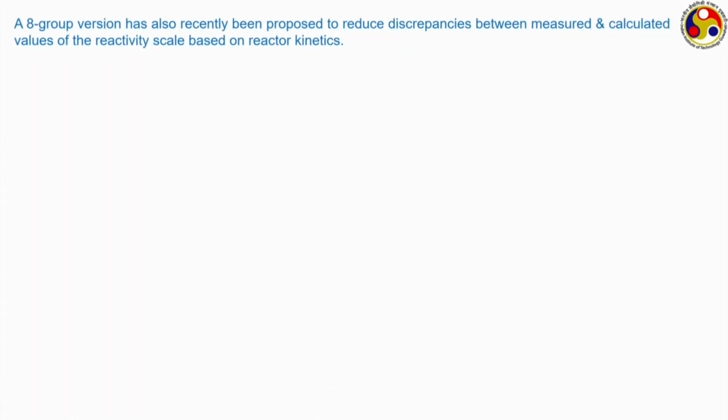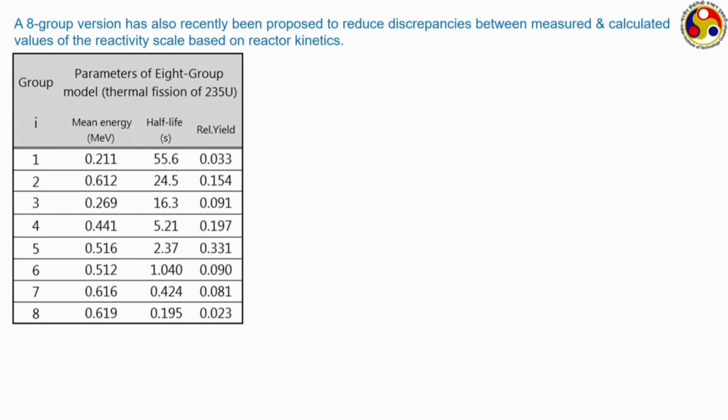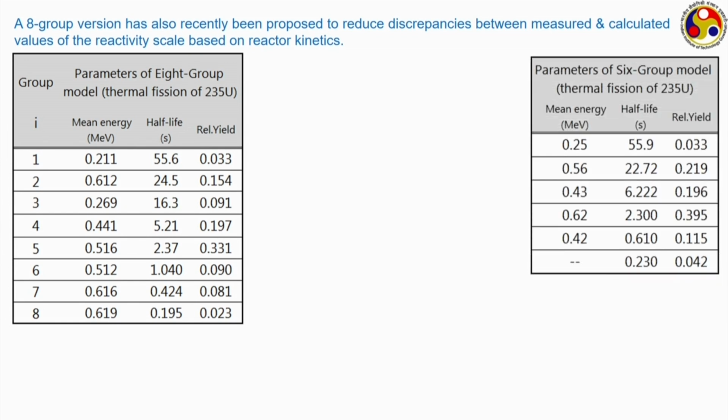There can also be an 8 group version of this, because the calculation that we get by adopting a 6 group model can differ quite a bit compared to the experimental measurements. So, to make this distribution more uniform, in certain cases 8 group versions are also used. This is the 8 group version for uranium 235 and this is the corresponding version for uranium 238. You can clearly see the difference between them.